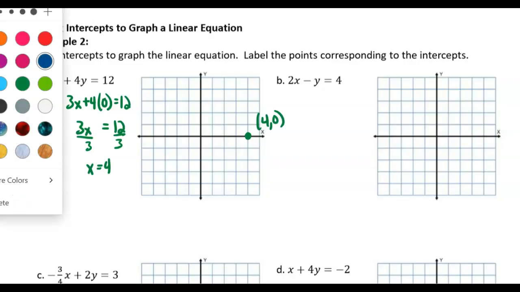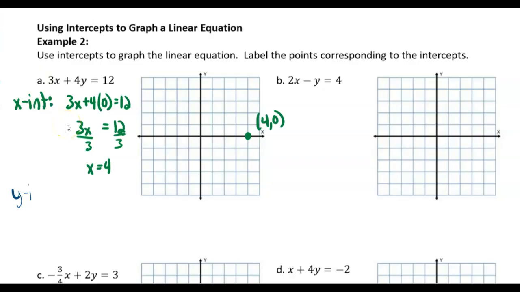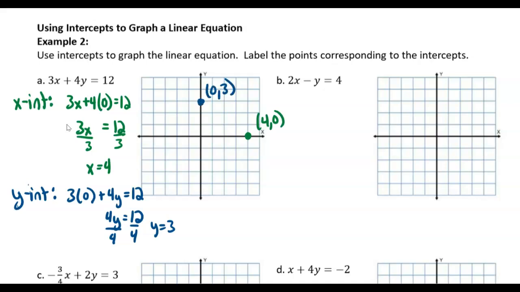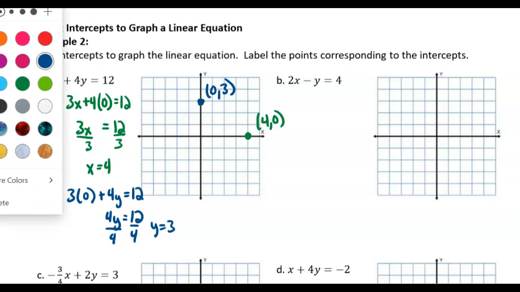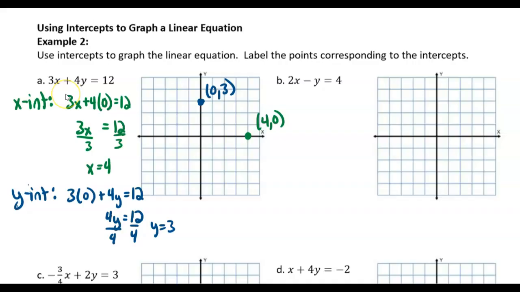Okay, so now to find the y-intercept, we are going to plug in 0 for the x. So it's 3 times 0, put 0 where x is, plus 4y equals 12. 3 times 0 just makes 0. That's why it kind of looks like it went away. We divide by 4, and we get y equals 3. So the y-intercept is at (0, 3). All right, and then you have your two intercepts, and from there you can just go ahead and draw your line through them.